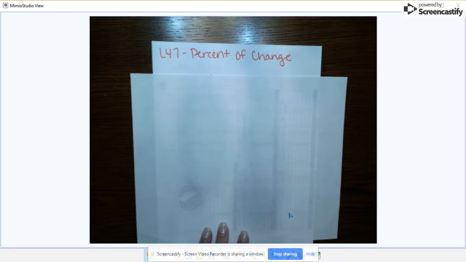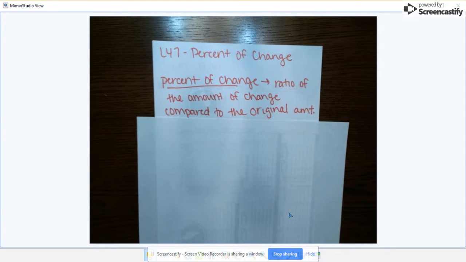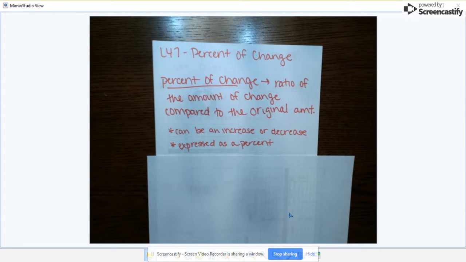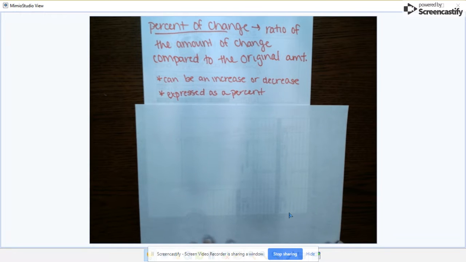Hey guys, today we're going to learn percent of change. So percent of change is going to be a ratio of the amount of change that's occurring compared to our original amount. When we talk about percent of change, we can have either a percent increase or a percent decrease, but it's really important that we always remember to express it as a percentage.